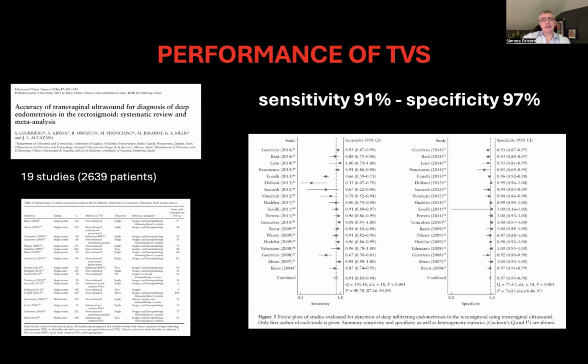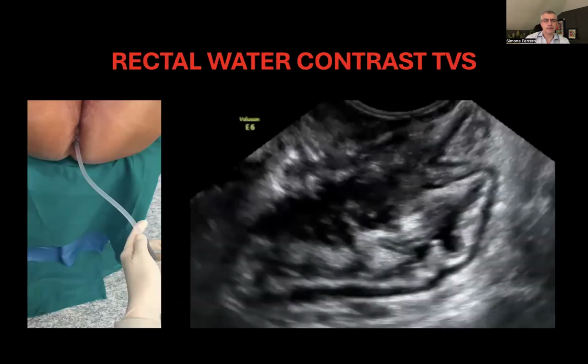Concerning the performance of transvaginal ultrasonography in the diagnosis of rectosigmoid endometriosis, we can definitely state that the accuracy is good. This is a systematic review that was published by Professor Stefano Guerriero, which demonstrated, including 19 studies and over 2,000 patients, that TVS has a sensitivity of 91% and a specificity of 97% in the diagnosis of rectosigmoid endometriosis.